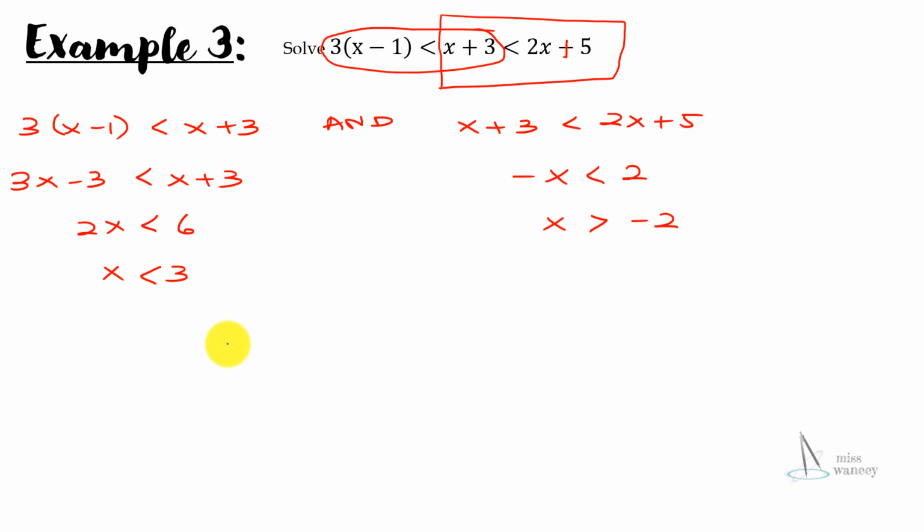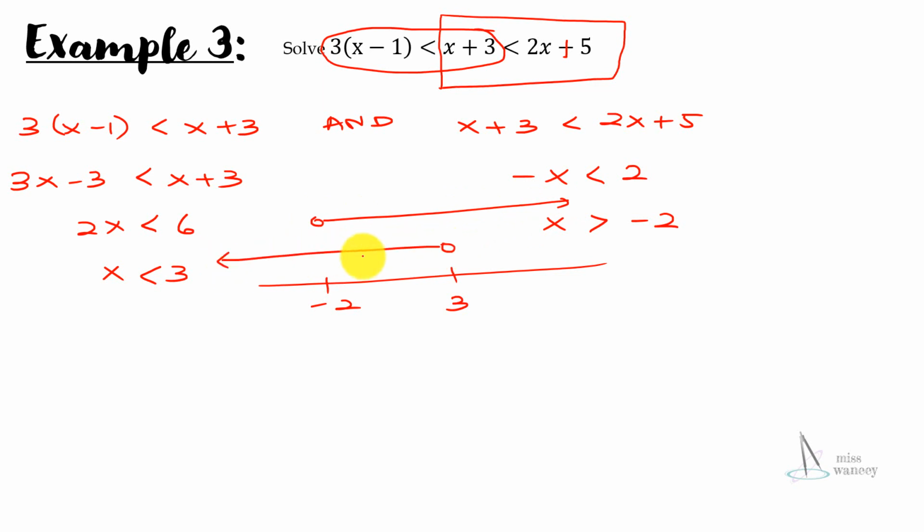Okay, so once you have those two answers, again draw your number line. So we have negative 2, 3. So greater than negative 2, less than 3. So when we combine them together, find out the intersection. So the intersection is here. So that means your answer is negative 2, 3.